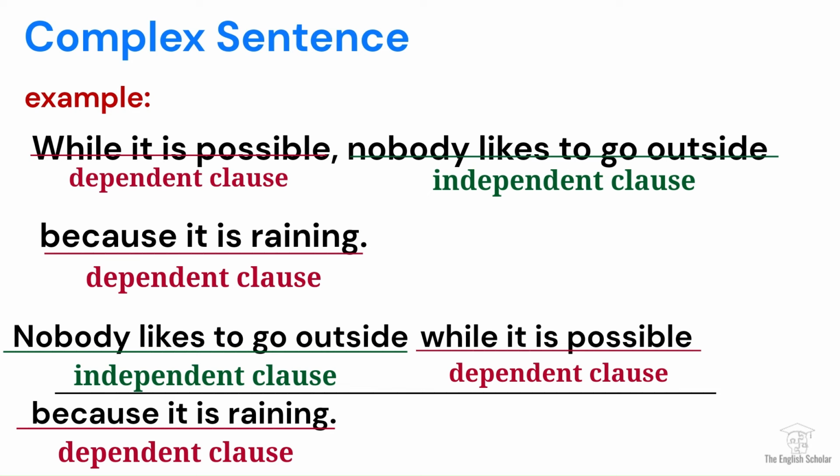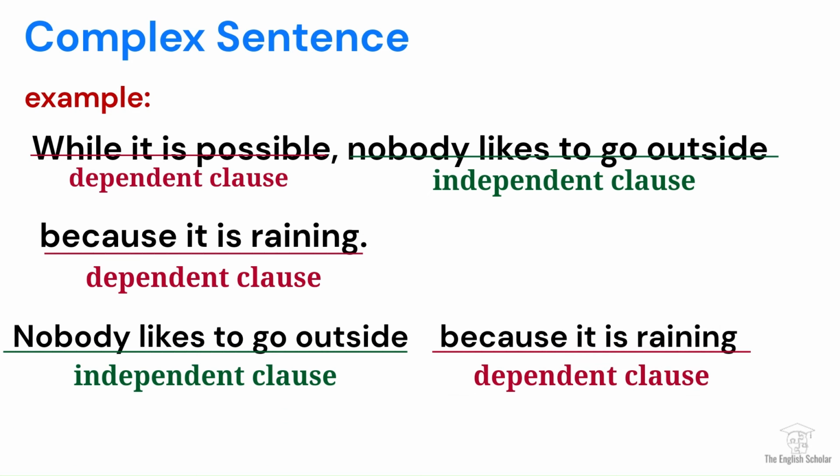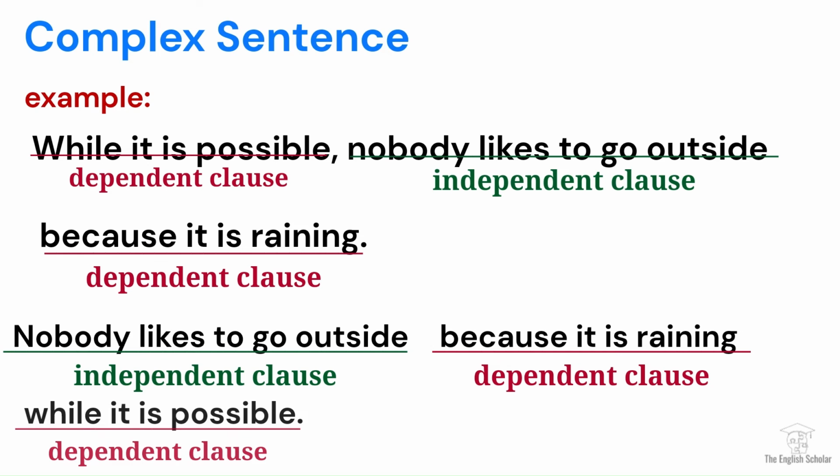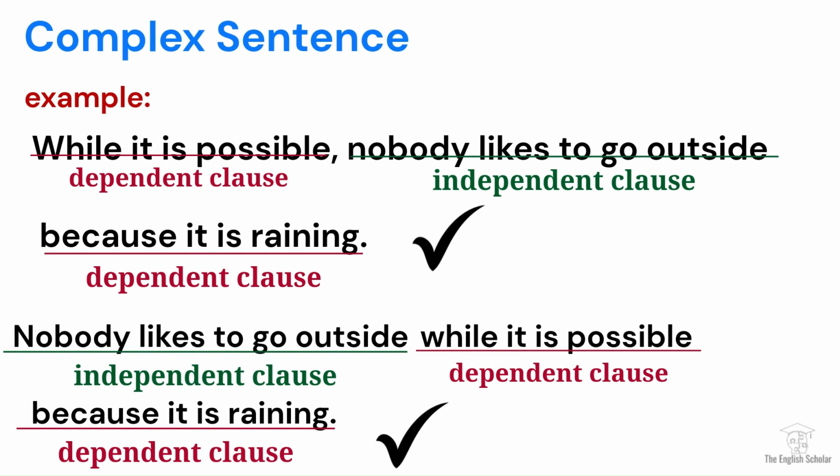Now, what if we put the other dependent clause here? Nobody likes to go outside because it is raining while it is possible. Sounds quite confusing, right? Although it is grammatically correct, we still need to consider how our audience would understand, and we should give them time to breathe while reading. So in this sentence, it is better to use the first two formats, much more the first format.